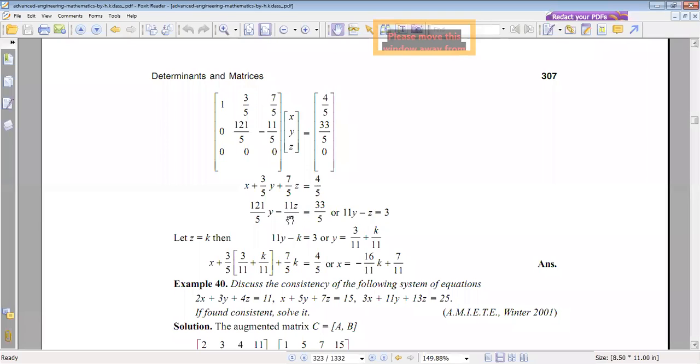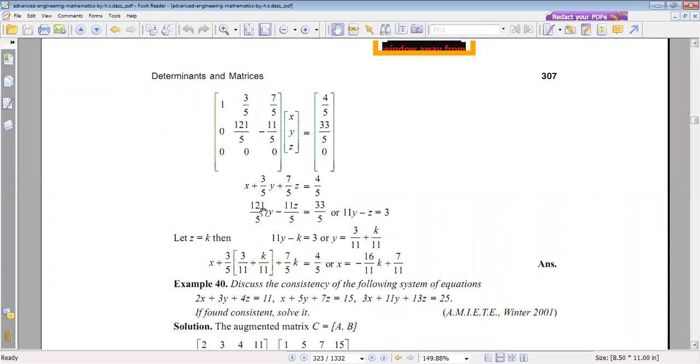Okay, now see here in the second equation, you can divide the whole equation by 11, then it will be 11y minus z equal to 3. After that, you can do the calculation and you can cancel this 5 also.